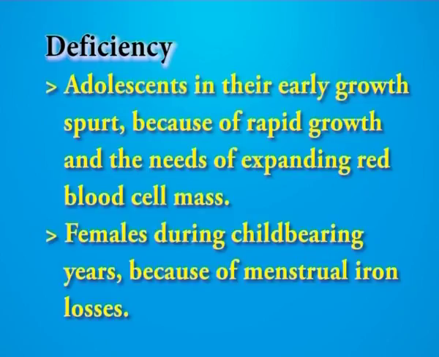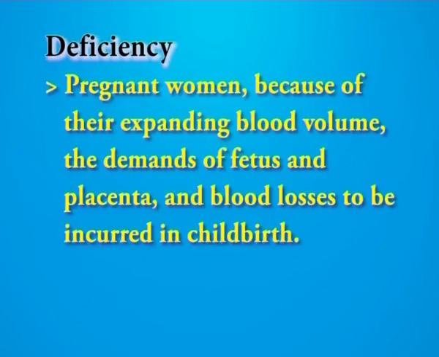Females during childbearing years are affected because of menstrual iron losses. In pregnant women, it is because of their expanding blood volume, the demands of the fetus and placenta and blood losses to be incurred in childbirth. In addition, many non-pregnant females during childbearing years fall short of the recommended dietary allowances for iron because of restricted energy intake and inadequate consumption of iron rich foods.